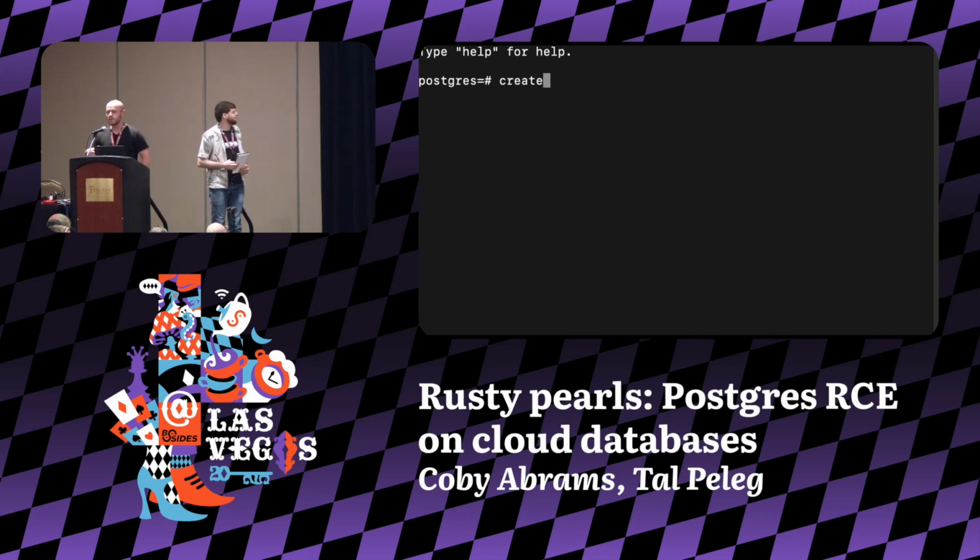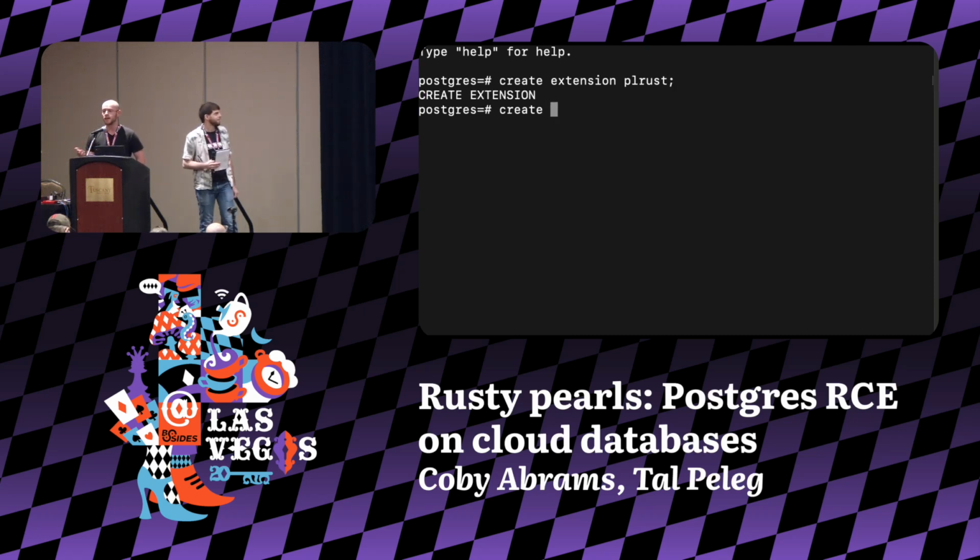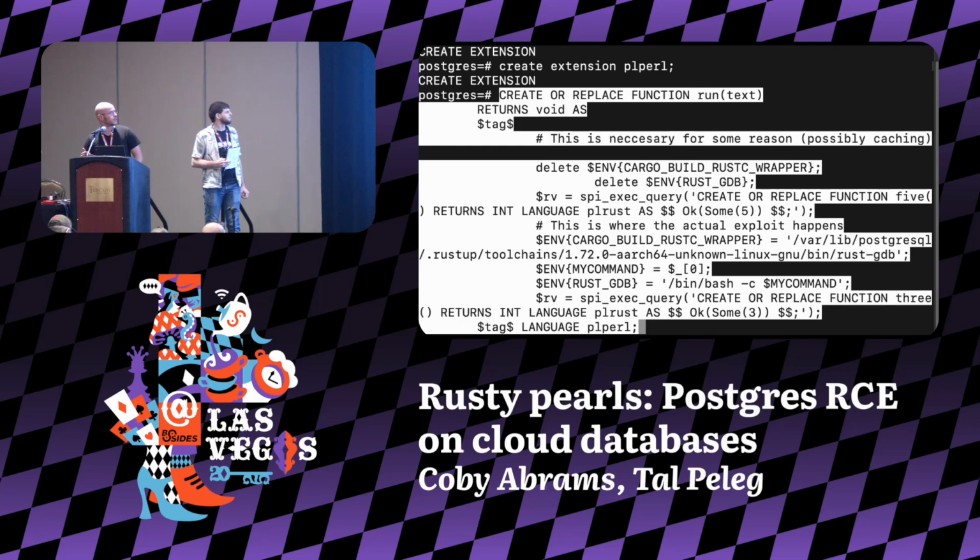OK, so first we're going to create the different extensions that we need in order for this to run. So we're going to create the plrust extension and the plperl extension. After that, we're going to create a plperl function that's going to change the environment variables that we would like to change. You can see that here. We're changing the cargo RCE wrapper environment variable to point to rustgdb. And we're also going to change the rustgdb parameter so that we can inject bash commands.